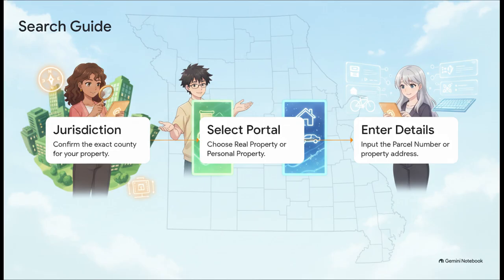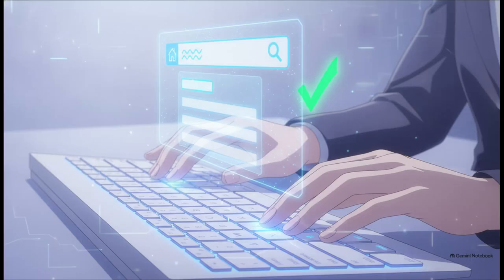Second, once you're on the county website, make sure you click the right portal. Real property is for real estate and land, while personal property is for things like your vehicles. Third, you'll enter your search criteria, which is usually either your parcel number or, much more commonly, just the property address. But guys, here is a massive warning for you.